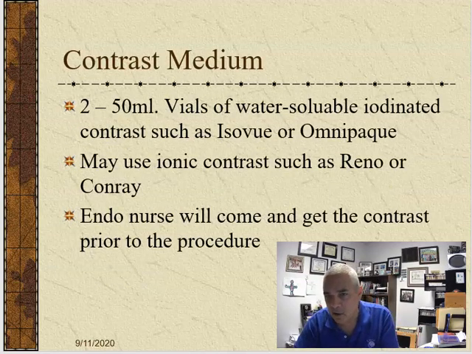Contrast medium. Generally 2 50-milliliter vials of Isoview or Omnipaque, depending on what site you're working at and who they're buying their medications from. Now, once upon a time, we used Conray for all these studies. I think it was Conray 40. 2 vials, and that stuff shows up really, really well. But it's an ionic contrast agent, so you run more risk of the patient having an adverse reaction.